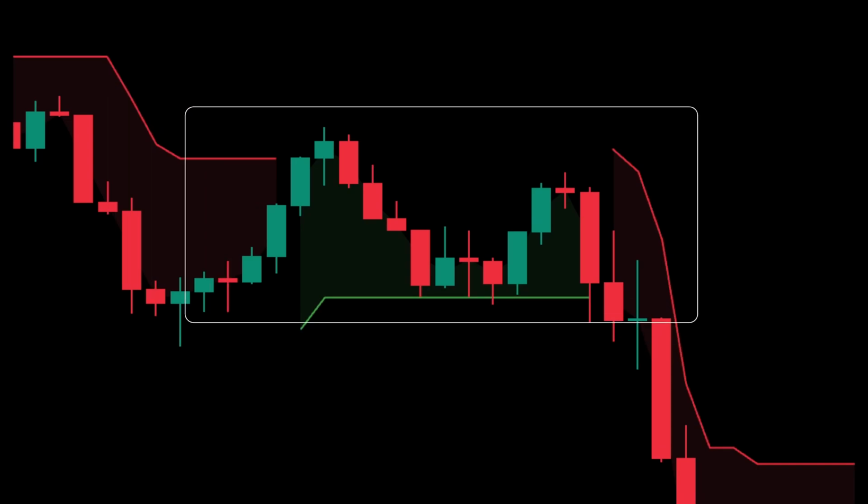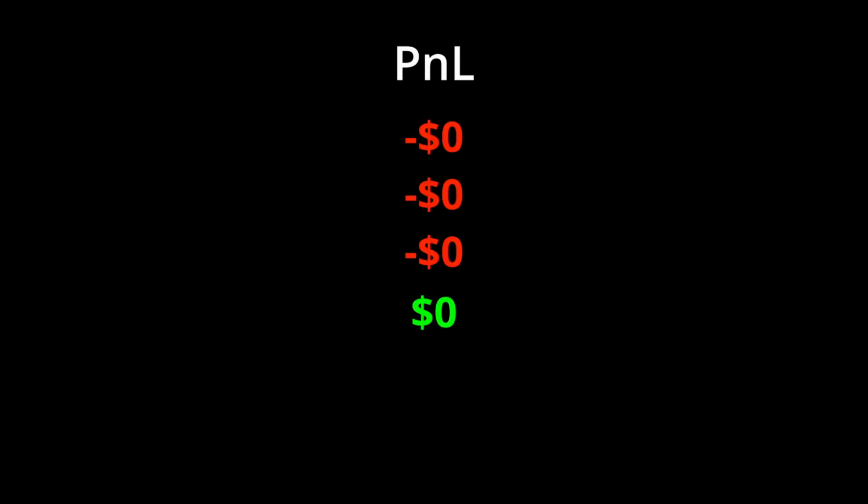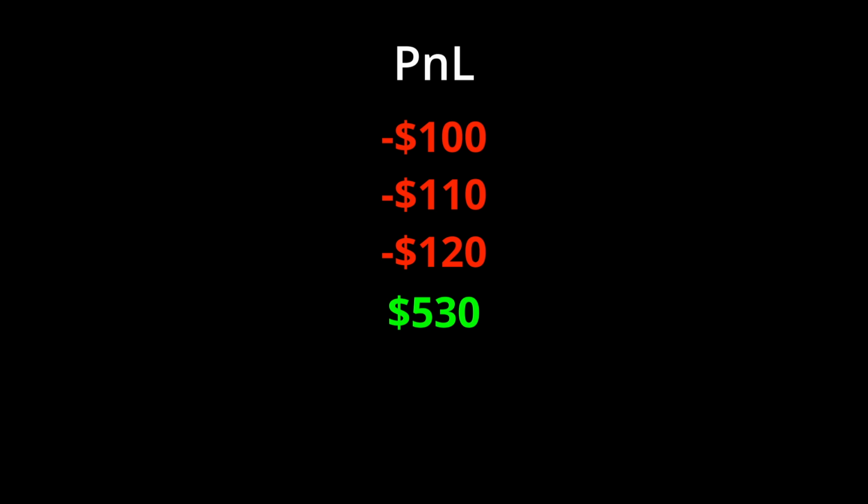The reason this strategy works is because it focuses on capturing trends instead of trying to predict the market. You will have small losses from time to time, that's completely normal. But when a strong trend shows up, a single trade can often make up for multiple losses, sometimes even more.